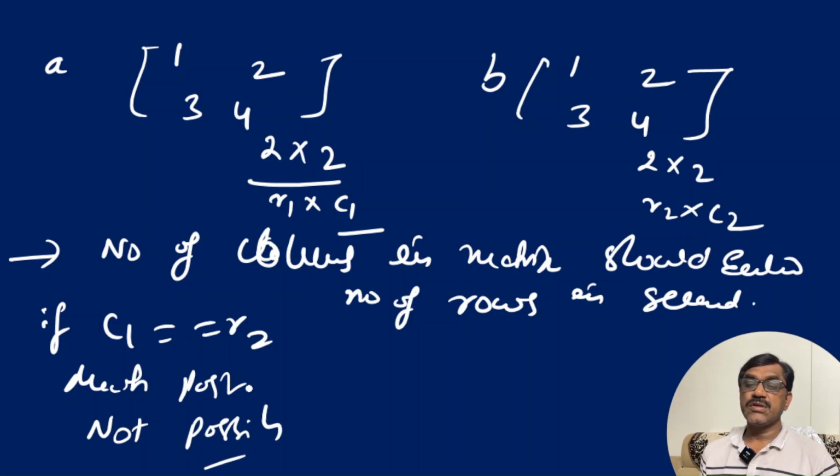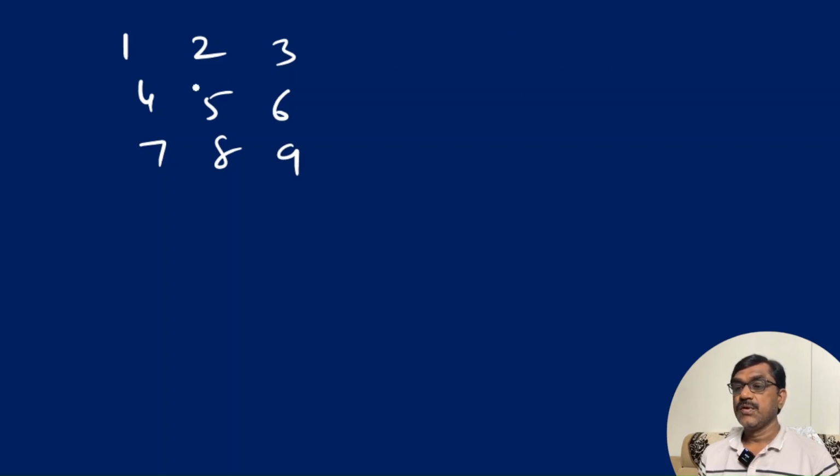This is a very, very important thing. You can take any matrices, but the number of columns in the first matrix should equal the number of rows in the second matrix. For example, if you take another matrix 1, 2, 3, 4, 5, 6, 7, 8, 9, how many rows are there? 3 rows and 3 columns. 3 rows and 3 columns.